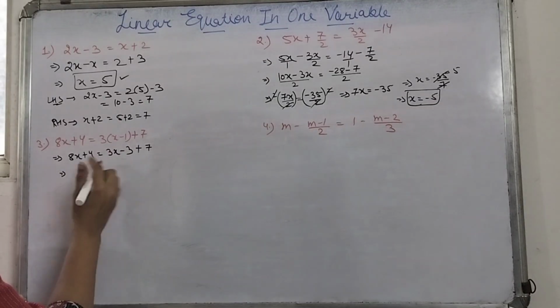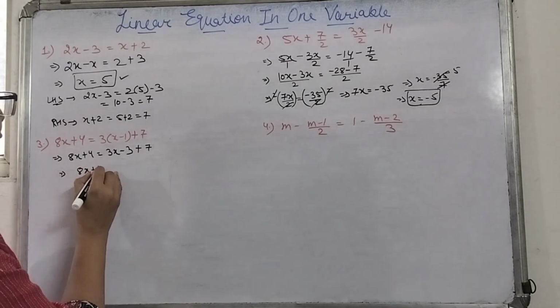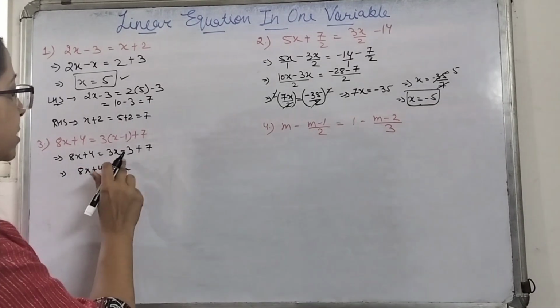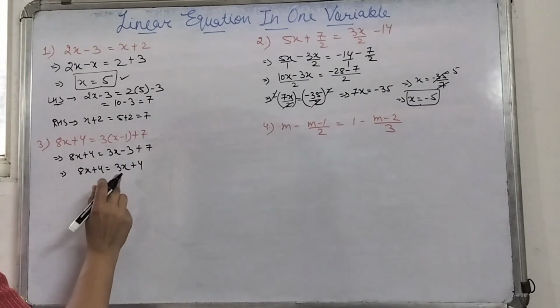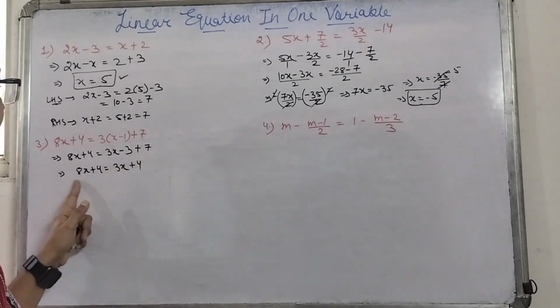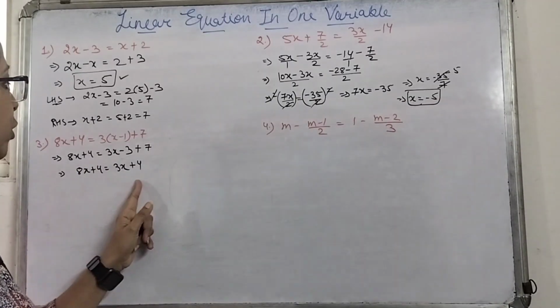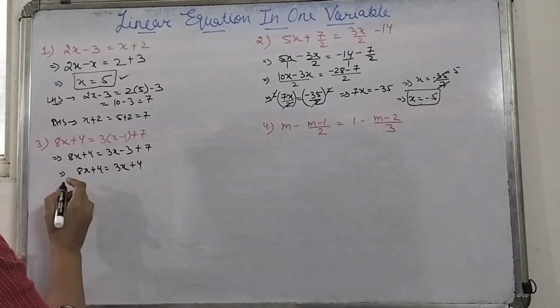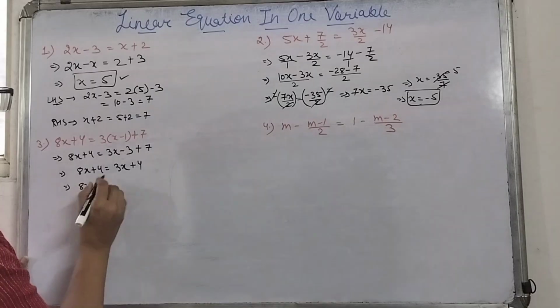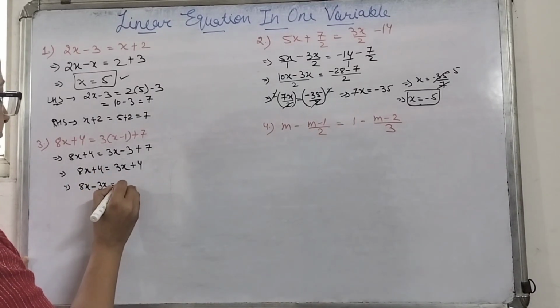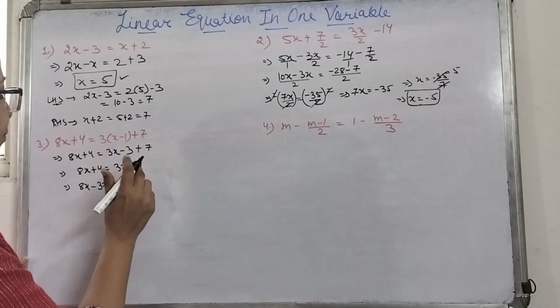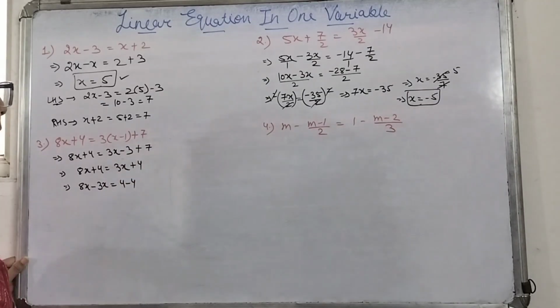Now further it can be solved. So it is 8x plus 4. It is equivalent to 3x minus 3 plus 7, which is plus 4. Now we will take the variable part in one direction and the constants in another direction. So it will be 8x. This plus 3x will come to the LHS, and will become minus 3x. This is 4. This plus 4 will go to the RHS, and will become minus 4.